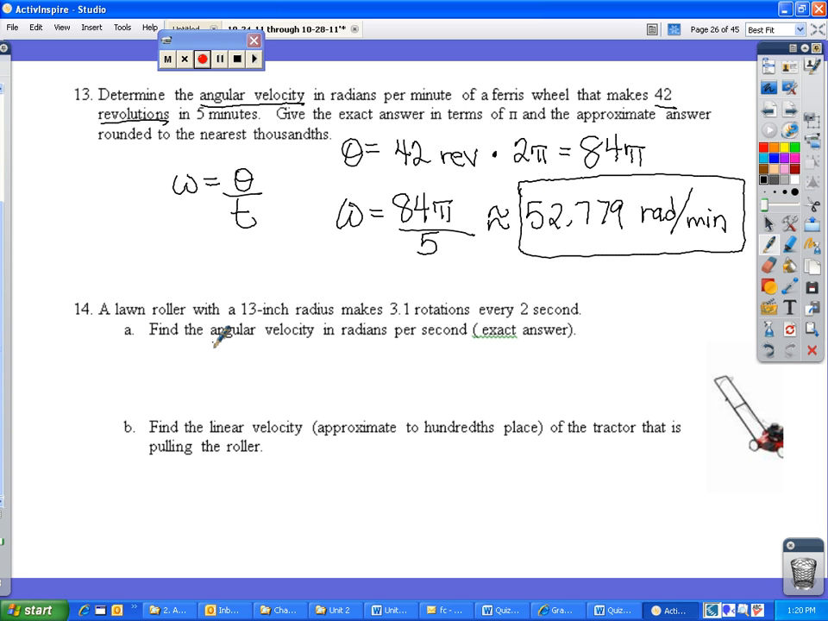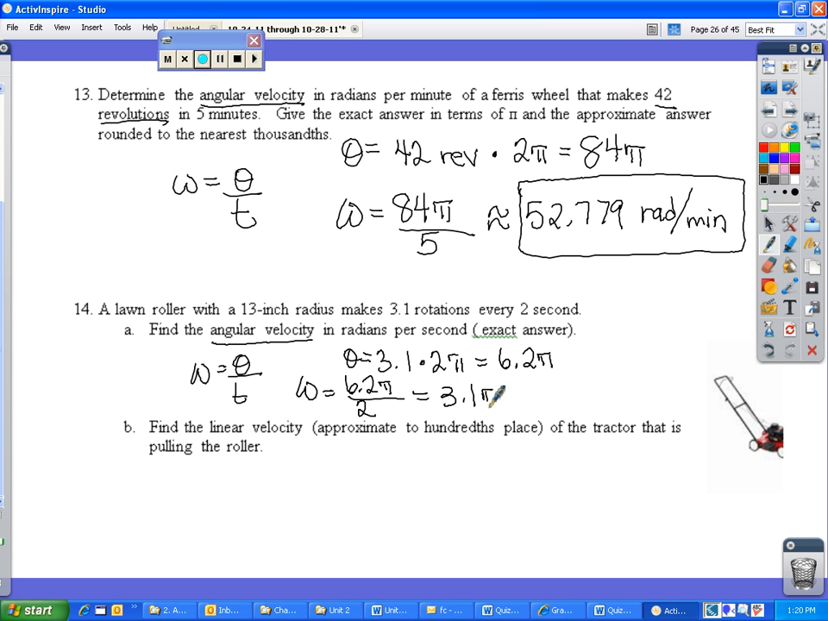Next, again, I want angular velocity, so little omega equals theta over t. Theta in this case, I'm going to use 3.1 and multiply it by 2 pi to convert it to radians. So again, theta is going to equal 6.2 pi. So that's what I'm going to plug in for theta. So little omega equals 6.2 pi over your time, 2 seconds. If I simplify that, that's going to give me about 3.1 pi radians per second.